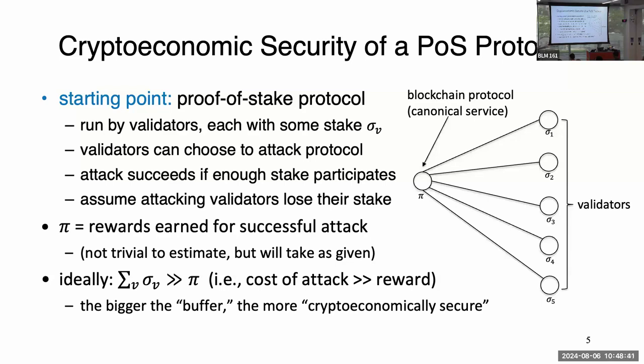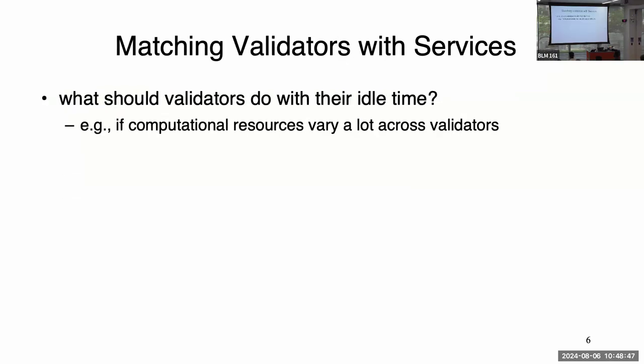All tricky questions, none of which I'm going to answer in today's talk. For today, the sigmas and the pi are all given. Okay. All right, so where does restaking come in?